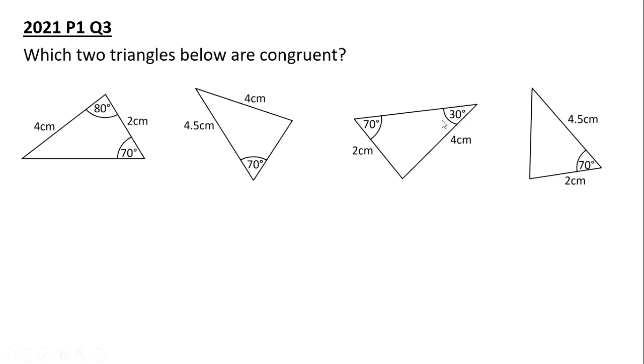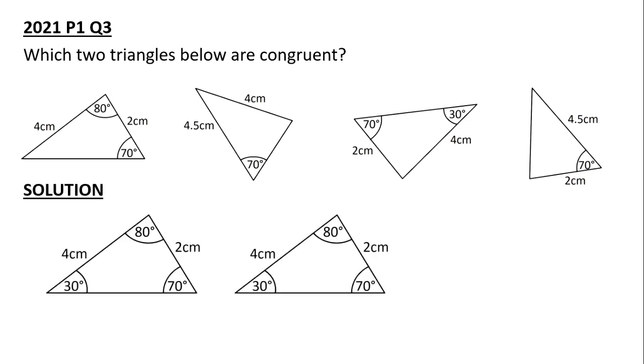So when you rotate this third triangle, it will fit on the first one exactly. That 80 degrees, when you rotate it, will come there. The 70 degrees will fit there, and the 30 degrees will fit there. The 4 centimeters will come here, and the 2 centimeters will come there. So the two triangles which are congruent are triangle 1 and triangle 3. So they will look like that. As simple as that.